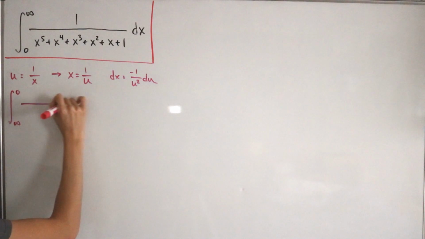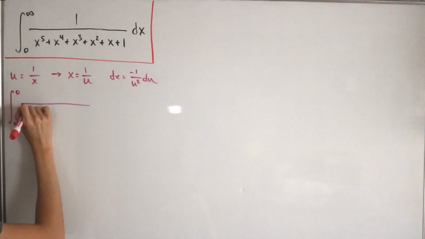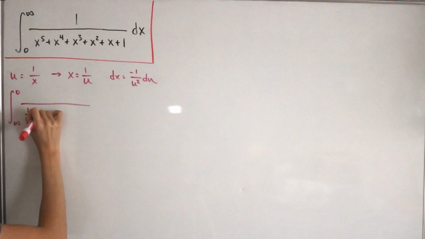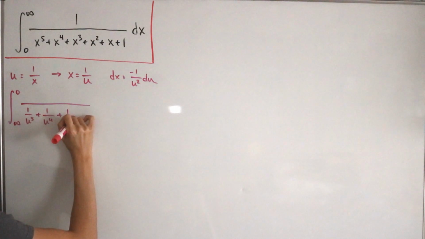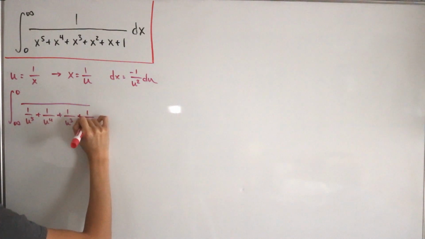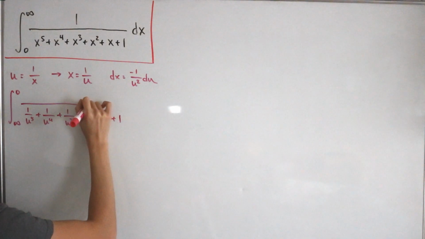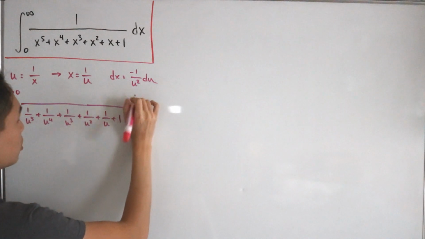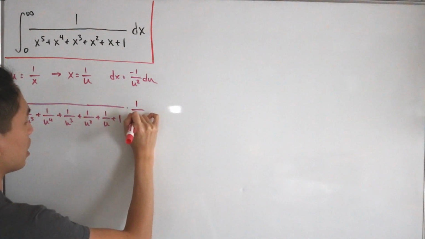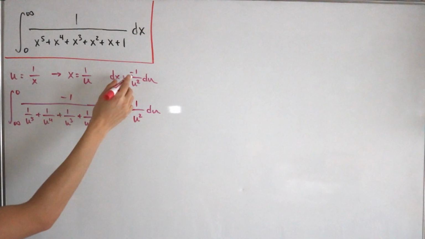If I substitute everything under the denominator for x equals 1 over u, now I'll have 1 divided by u to the power 5 plus 1 divided by u to the power 4 plus 1 divided by u to the power 3 plus 1 divided by u squared plus 1 divided by u, and then add this with 1. With the differential substitution, I have 1 over u squared du. Over here, this will be negative 1 with the negative over here.